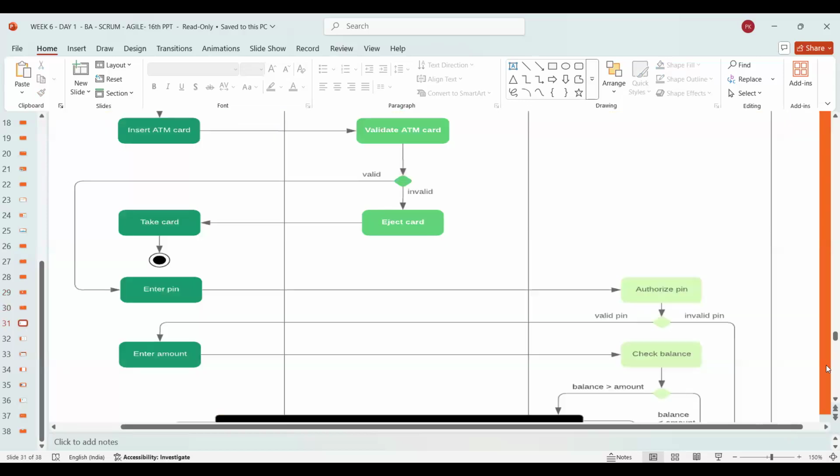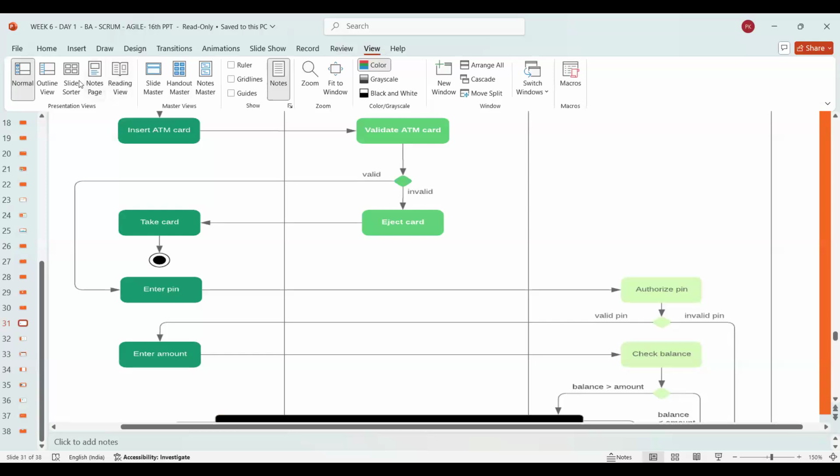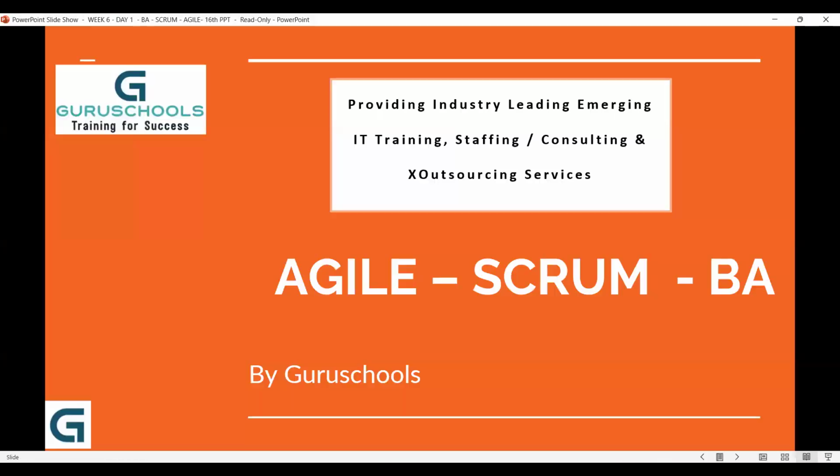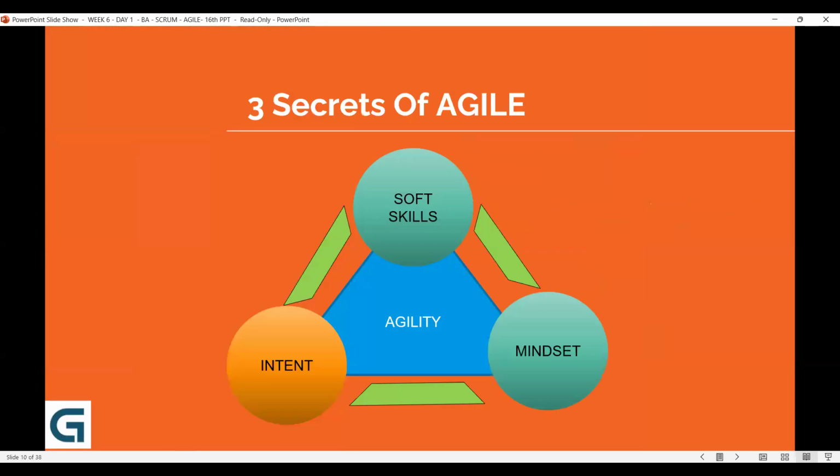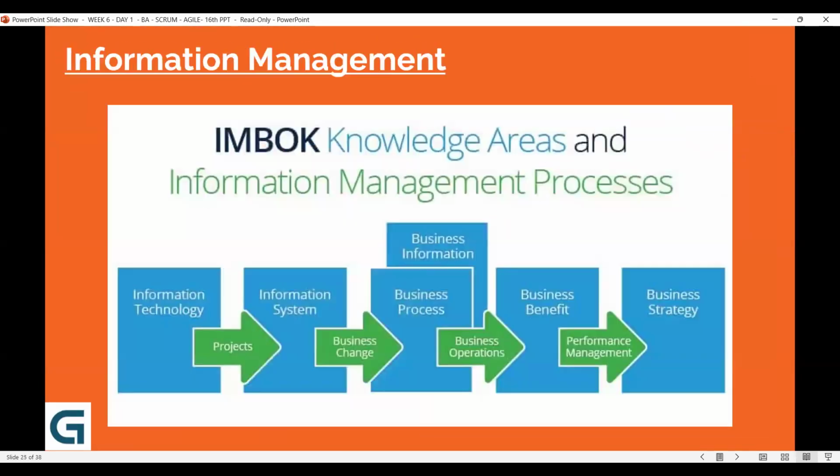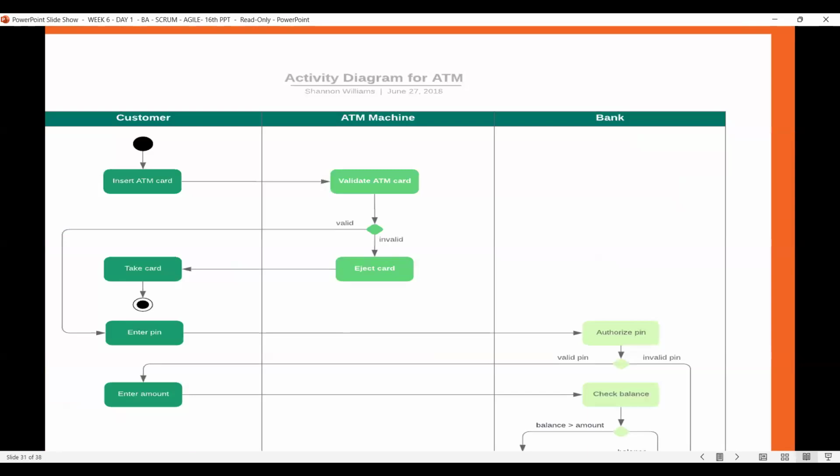ATM. Now, let me go back to my different view. I hope this is okay. Perfect. So now here, see, our activity starts from here, and what is the first action mentioned here? Can anybody read that? Insert ATM card.